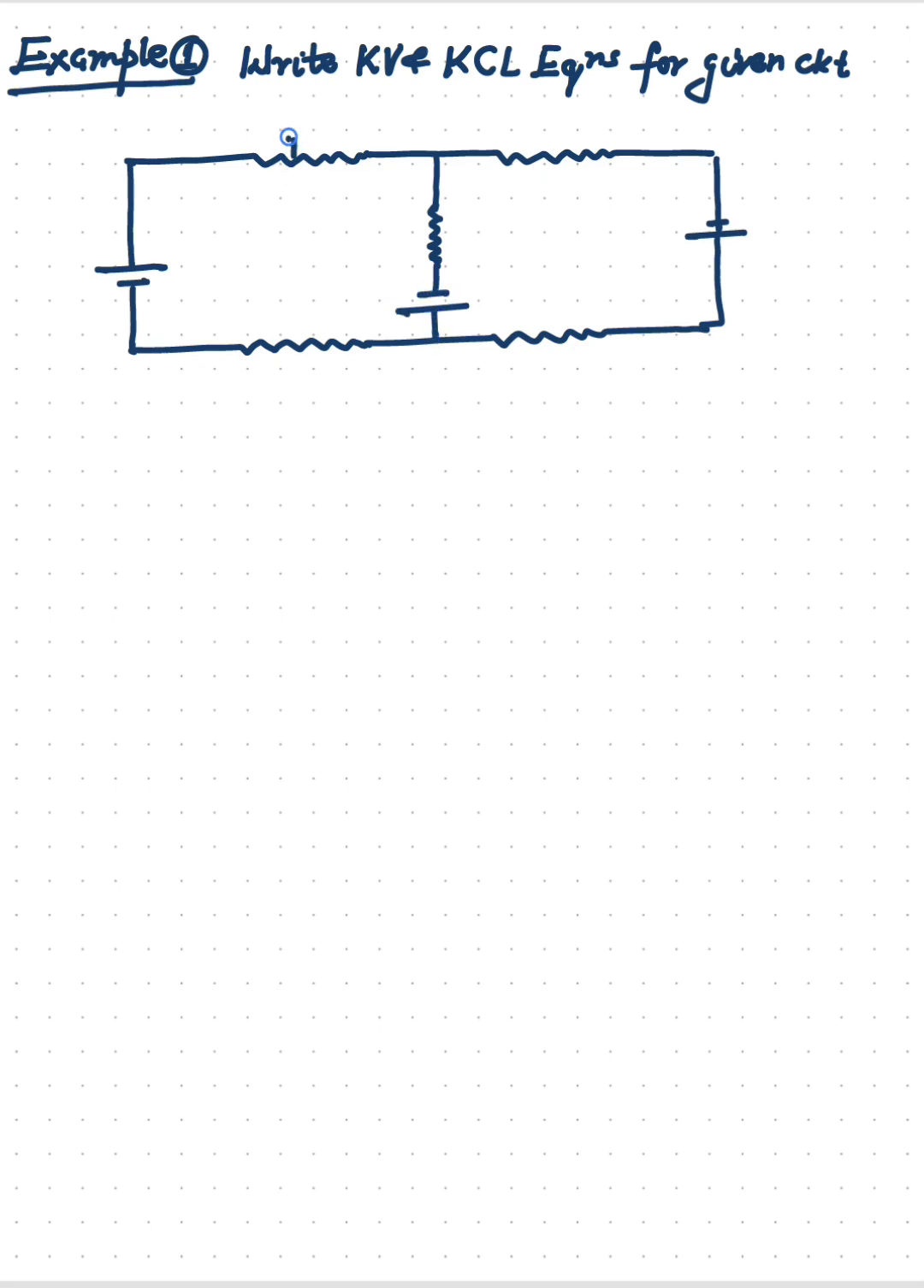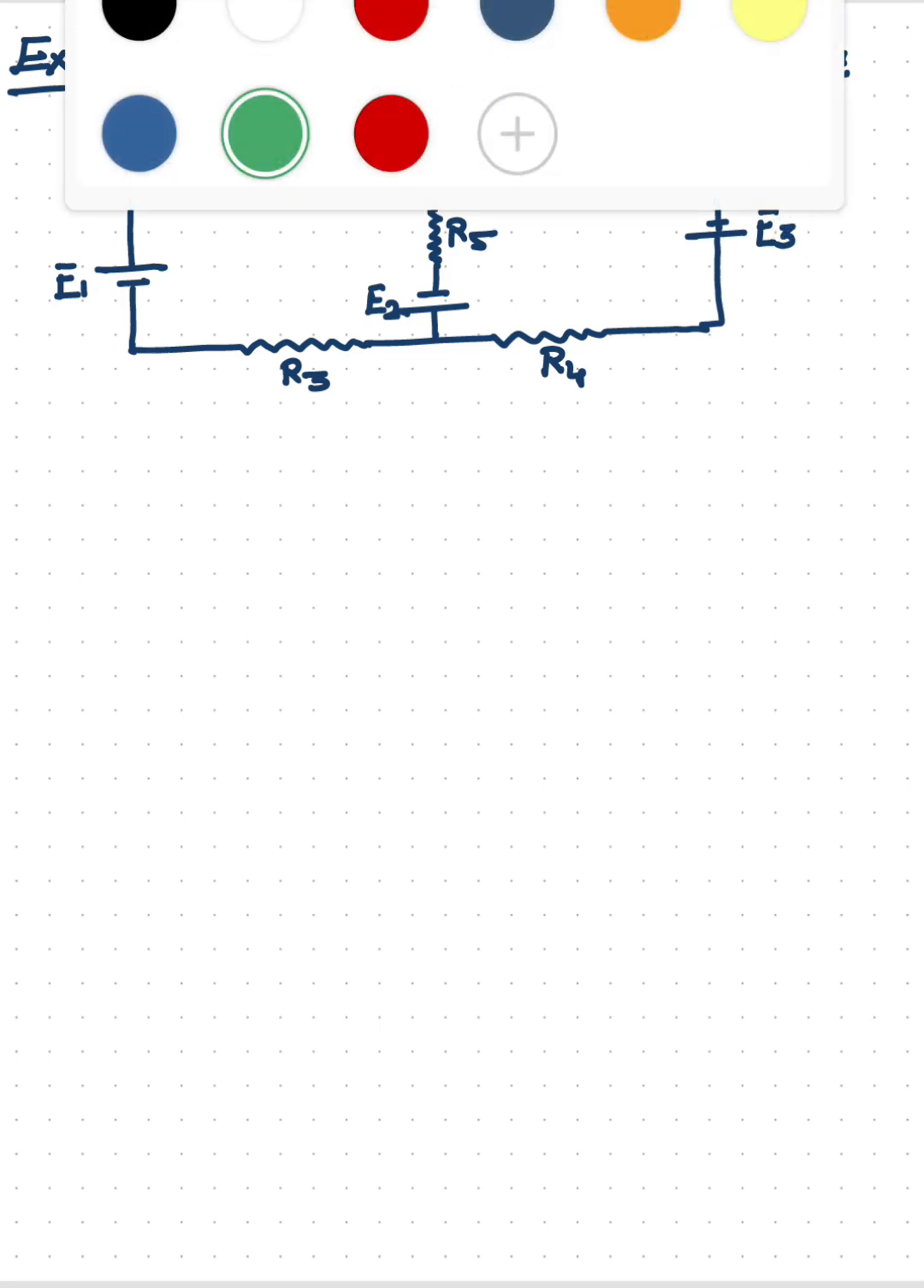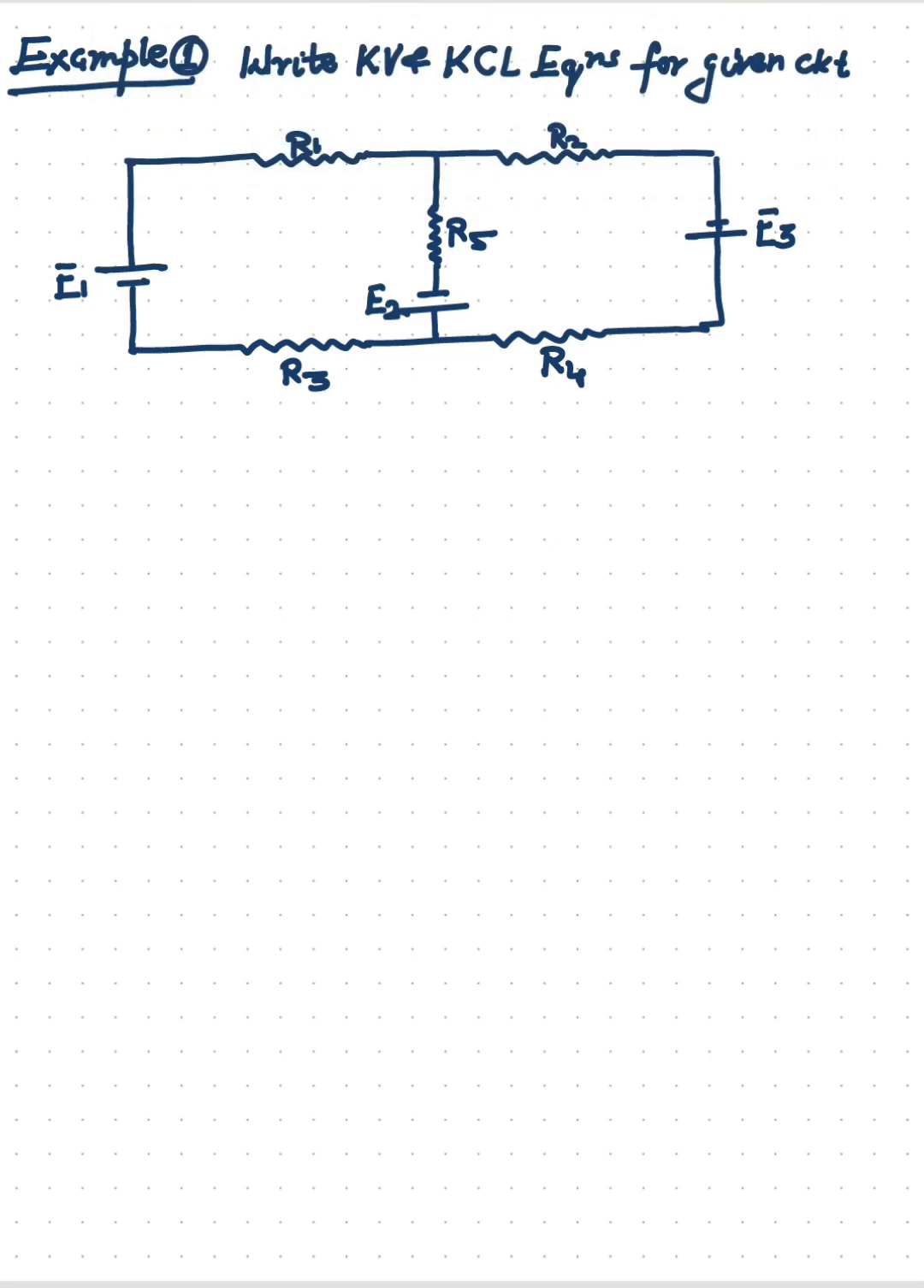Okay, this is R1, R2, R3, R4, and suppose this is R5. This is the battery E1, this is the battery E2, and this is the battery E3. So this is the circuit given in the question. Now we have to write the KVL and KCL equations for the given circuit.